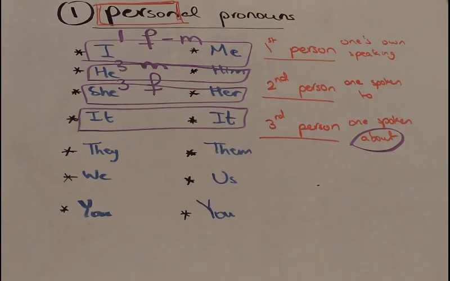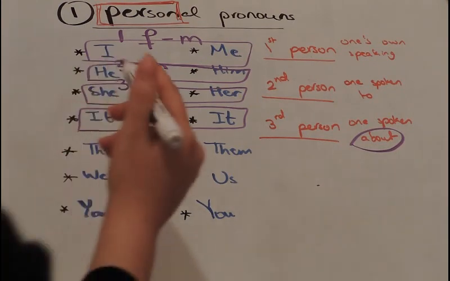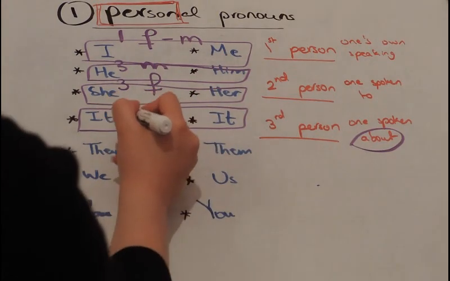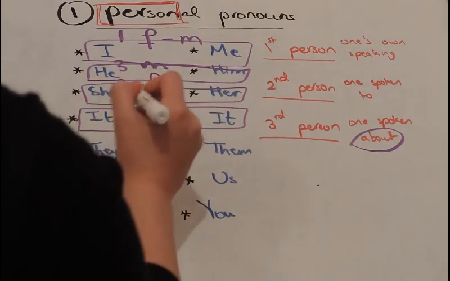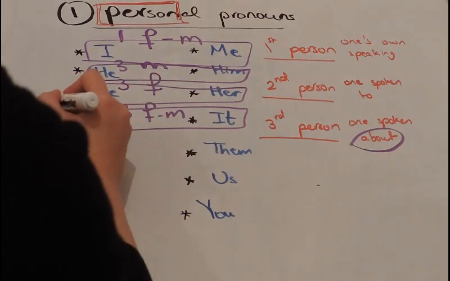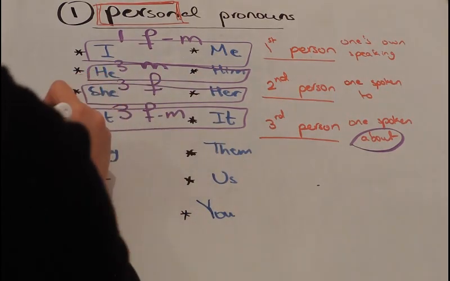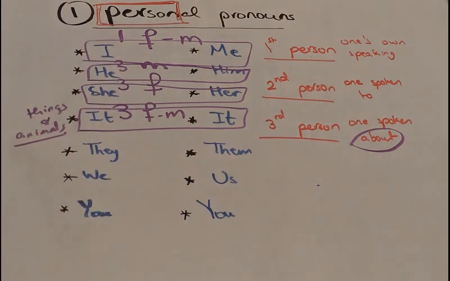That might not be there. This is for it. So, third person, female and male, but let's remember things and animals. Animals that I don't own.